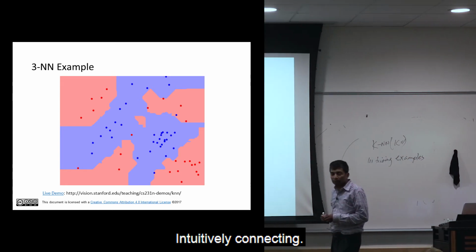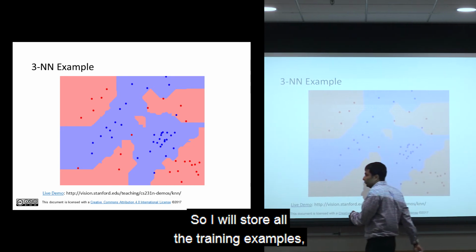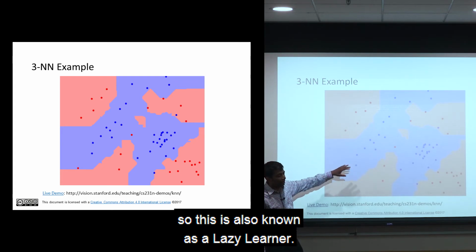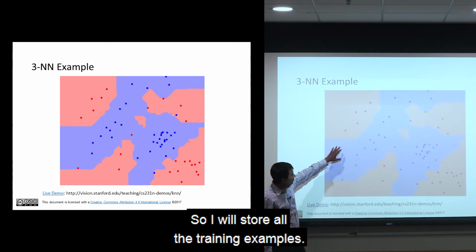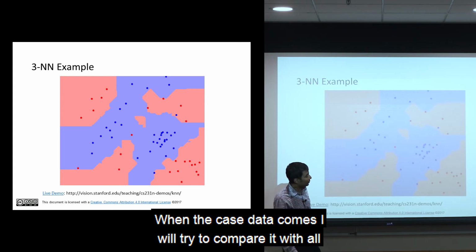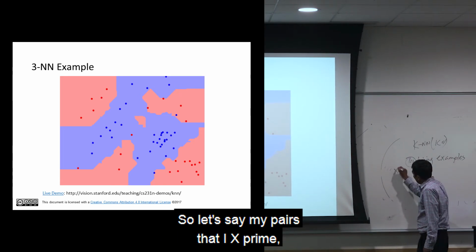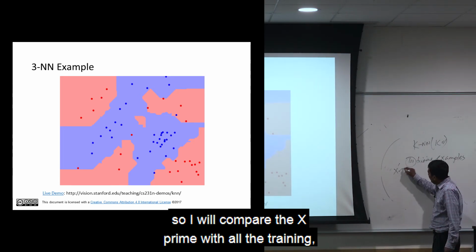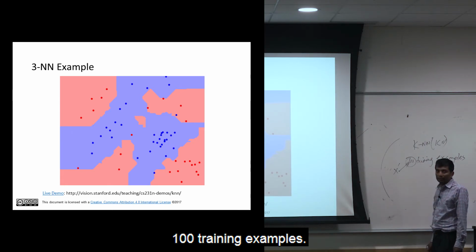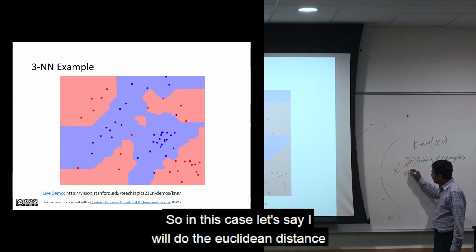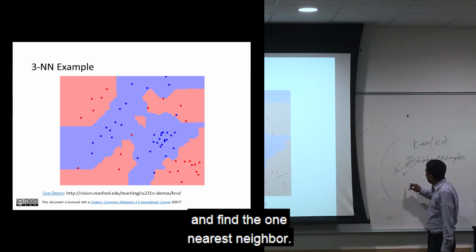So what will I do? Intuitively, can you think? We will store all the training examples. This is also known as a lazy learner. When the test data comes, I will try to compare it with all of the training examples. Let's say my test data is x prime. I will compare x prime with all the 100 training examples. So I have to estimate the proximity, and in this case let's say I will use the Euclidean distance and find the one nearest neighbor.